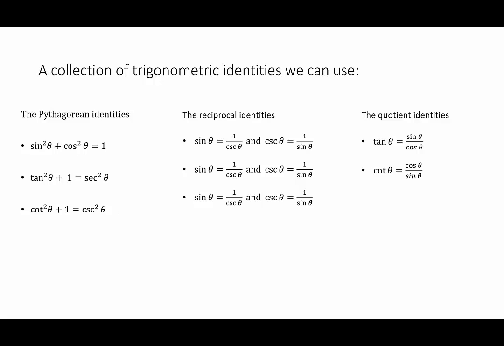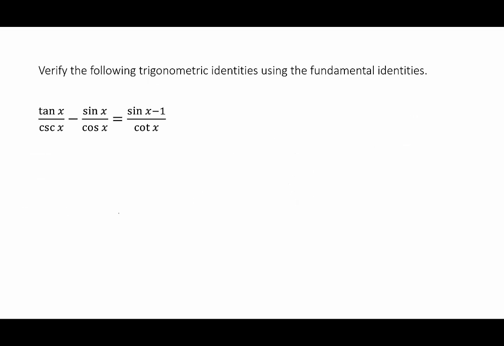Here's the collection of trigonometric identities that we can use. I've gone through these before, so I'm not going to spend too much time on these, but just know these are all on the table. Let's get started. In our first example, we want to prove that these two things equal each other.